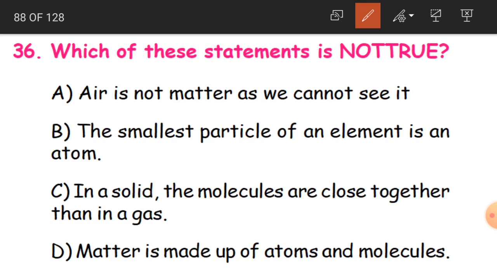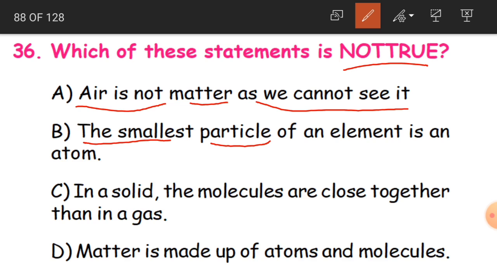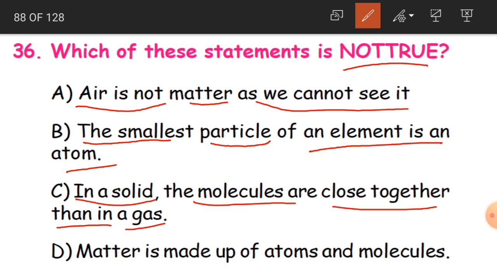Which of these statements is not true? Not true, that you have to remember, children. Air is not matter as we cannot see it. The smallest particle of an element is an atom. In a solid, the molecules are closer together than in a gas. Matter is made up of atoms and molecules. So which one is not true, children? Yes, the first one. Air is not matter as we cannot see it. That is completely false. Air is also matter.